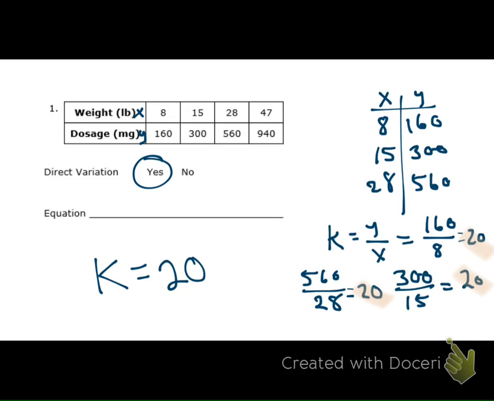And I can write that equation. My formula is y equals kx, which just means whatever k is, you put it as your coefficient. So I'm going to write for my equation, y equals 20x, and there's my equation. And so that's how we take our data from a table, look to see if it varies directly, and then write our equation.